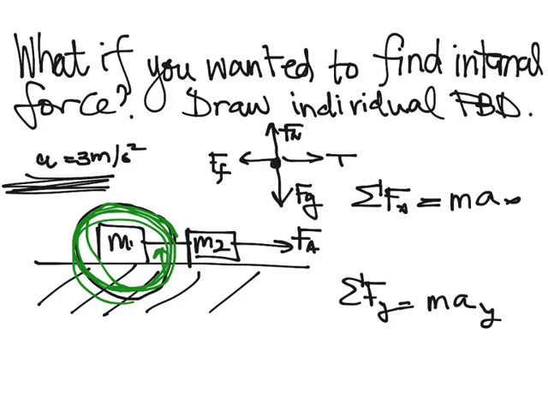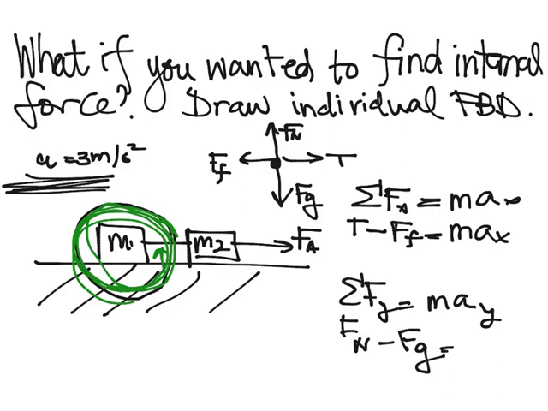Okay, so side to side we have T minus Ff equals max, and up and down we have FN minus Fg, because that's up minus down, equals may. In this case we know that's 0. Okay, now if we had some numbers, like if we knew the acceleration, if we knew mu, and we knew the mass, we could solve for the tension.